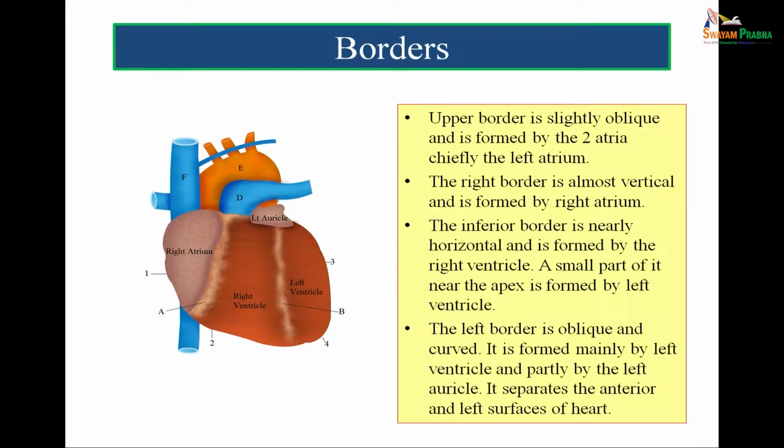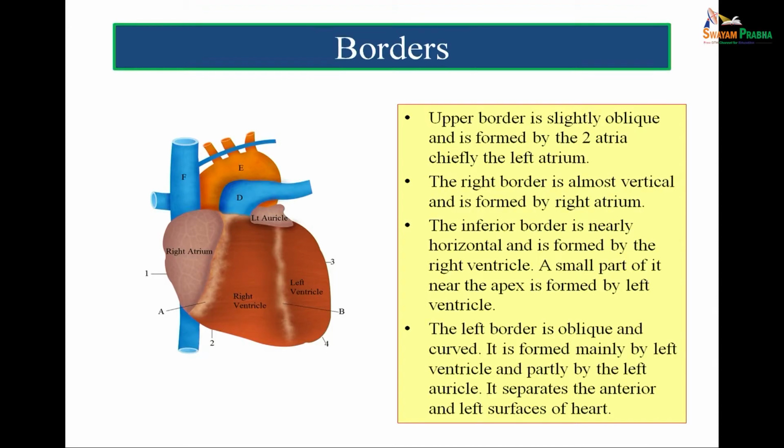This is a very important question which is asked in the examinations. Name the structure forming the right border of the heart, and the answer of the students should be the right border of the heart is formed in its entirety by the right atrium. The inferior border of the heart is formed by the right ventricle and the left ventricle, and we can see in this figure that the inferior border is formed in majority by the right ventricle, while a small part is formed by the left ventricle.